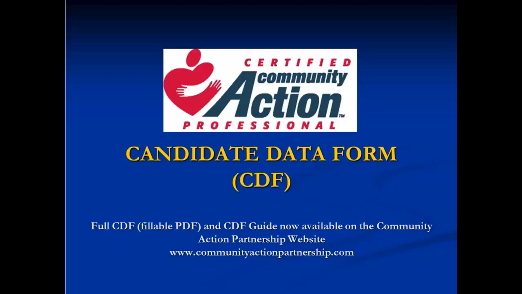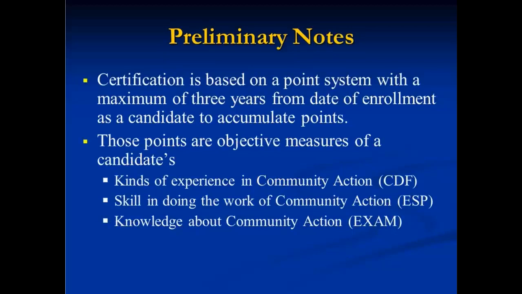Let's talk about some preliminary items concerning certification and the candidate data form. First of all, certification is based on a point-based system. There's a maximum of 3 years from date of enrollment as a candidate to accumulate points. And each of those points are from objective measures of either a candidate's kinds of experience in community action. That's the candidate data form, which is the topic for today's webinar. The candidate's skill in doing the work of community action. That's the Executive Skills Portfolio.